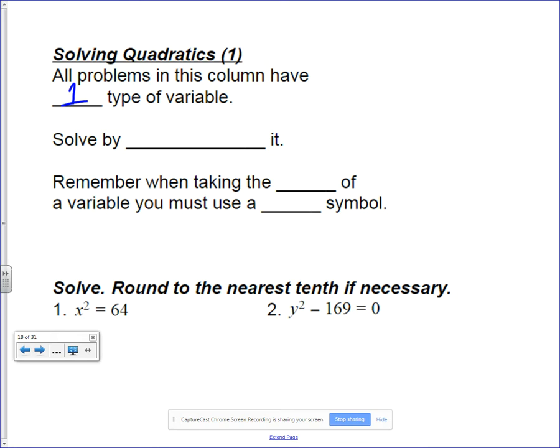If we have that, we can do it the way we know how, which is by isolating. And you all know how to isolate variables, right? Do the opposite of what you see. There's one trick I need you to know, though. Remember, when taking the square root of a variable, you must use a plus or minus symbol. And I'm going to show you what that means here in a second.